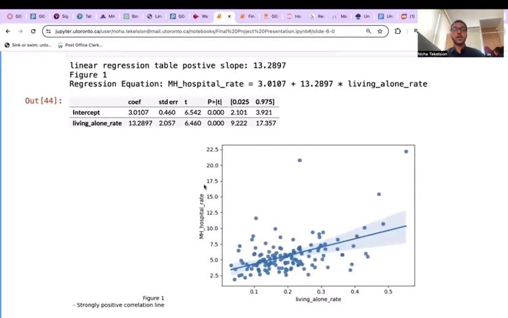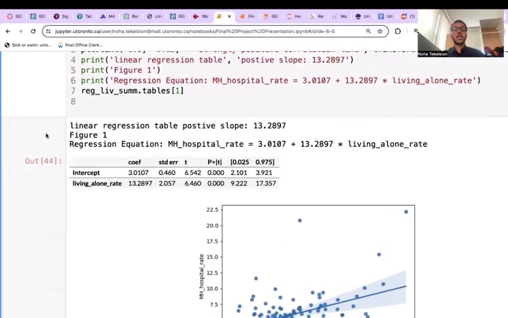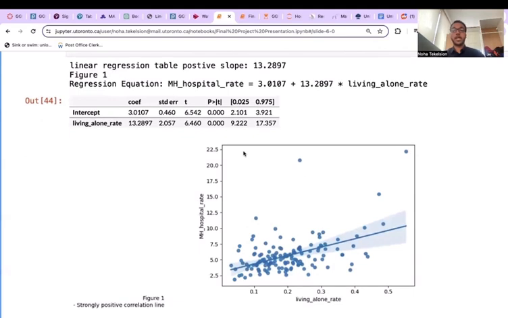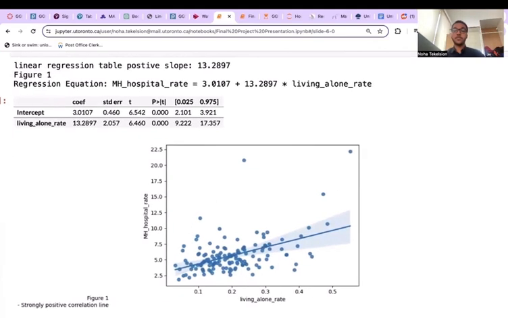And my results are here. Basically, for my correlation, I have the regression table. You can see that my slope is 13.28 and my y-intercept is 3. The regression equation shows that listed there. And then you can see from the scatter plot with the line of best fit that there is a strongly positive correlation line.